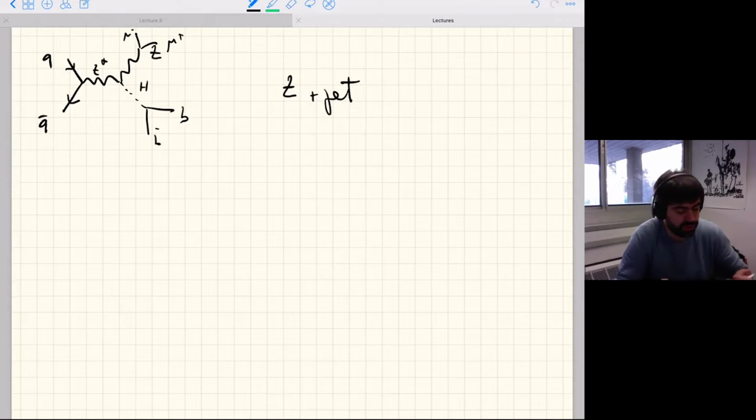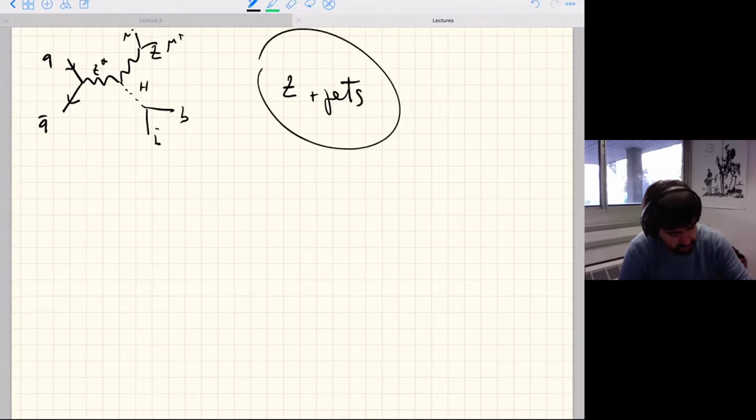So if we have no way of recognizing b hadrons that originate from b quarks, then the honest thing that we can say is that the background to this process is the Z decaying into mu plus mu minus, and then here I have two quarks which will fragment and give rise to jets. And so my background will be Z plus jets.